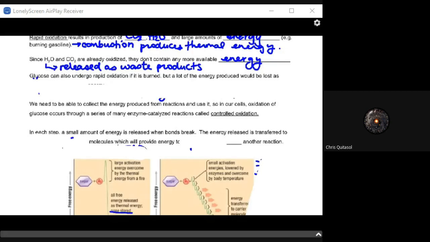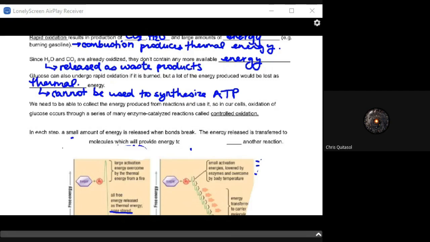Looking at glucose is a really good way to think about hydrocarbons that can undergo rapid oxidation if it is burned. But a lot of that energy would be released and completely useless as thermal energy. And we really don't need thermal energy to synthesize ATP. Thermal energy burns too hot, it's too unwieldy, and it can't be properly harnessed to create the energy that we need in cellular processes. So we have to be able to collect the energy produced from these reactions and use it. And so rapid oxidation is no good to us.